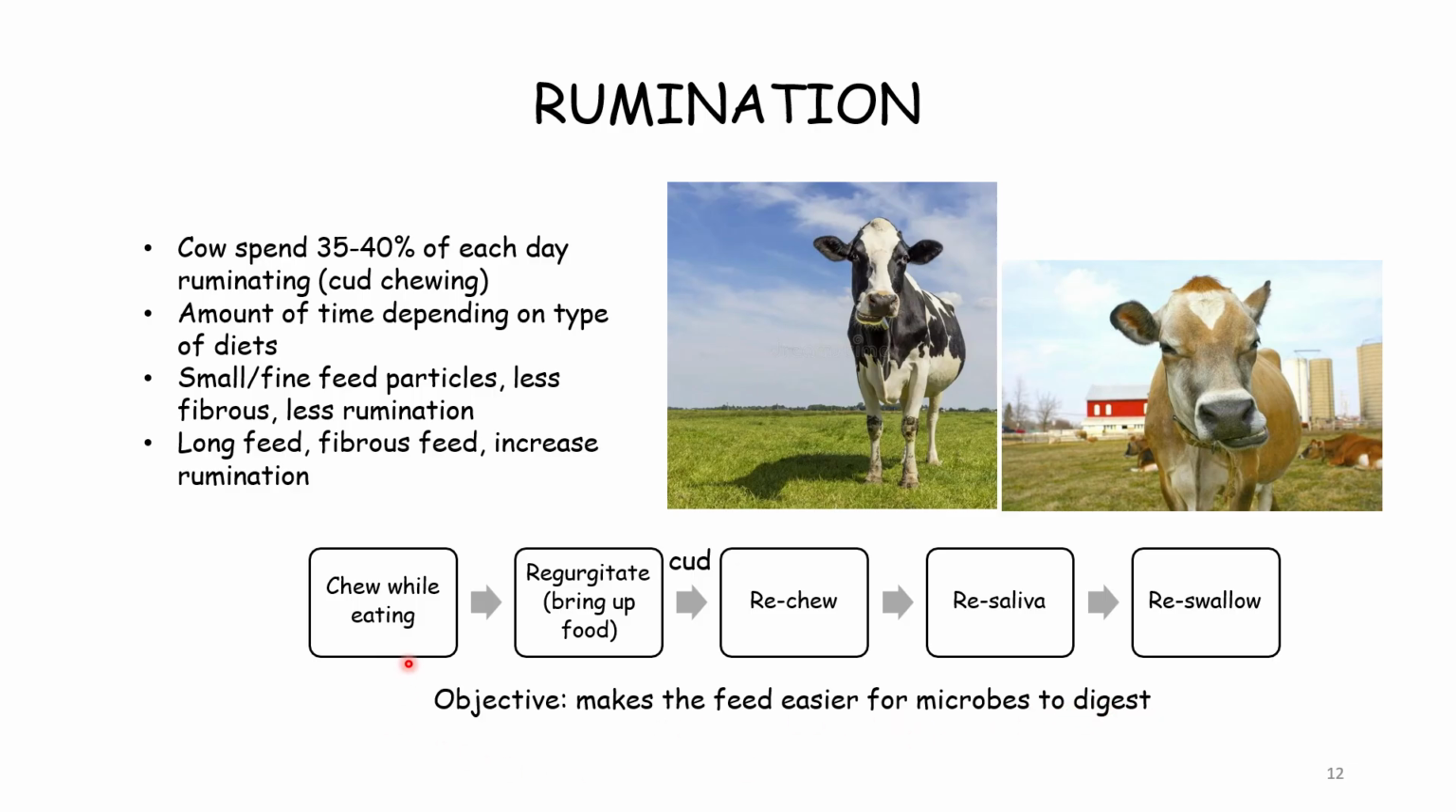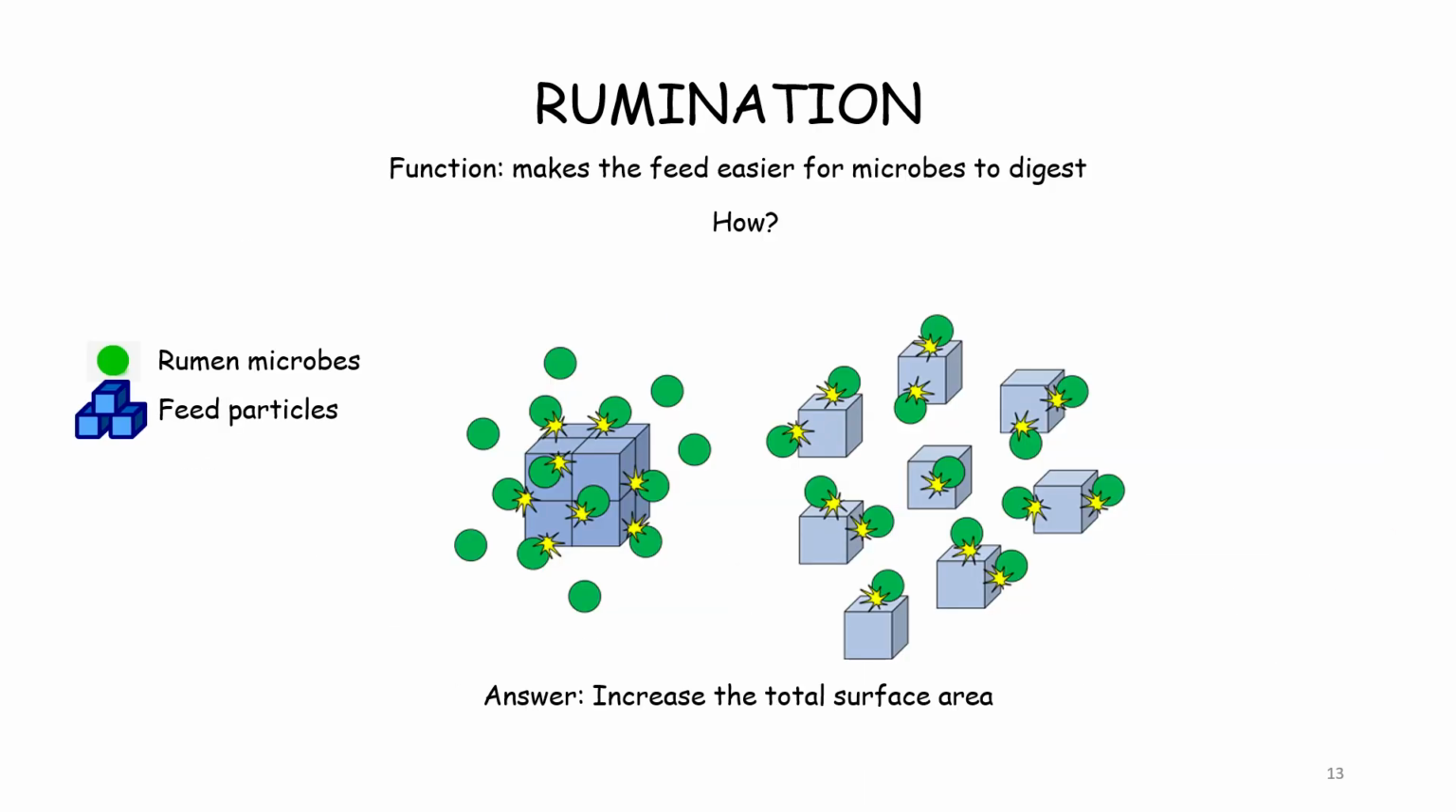Chew while eating, regurgitate, bring up food, chew it again, resalivate, and reswallow. So we call this rumination. Rumination makes the feed easier for microbes to digest. How? So this is the process.